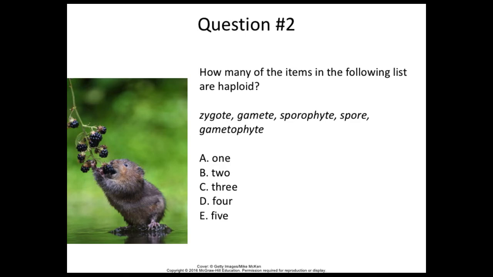Let's see if we understand plant life cycles. How many of the items in the following list are considered haploid? We've got zygote, gamete, sporophyte, spore, and gametophyte. And your choices are 1, 2, 3, 4, or 5 of these items are haploid. So please pause the lecture if you don't want to see the answer. 3 is the answer. The only items in the list that are haploid are gamete, spore, and the gametophyte part of our generation.